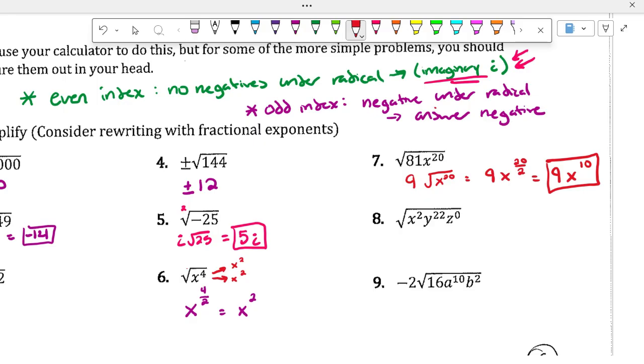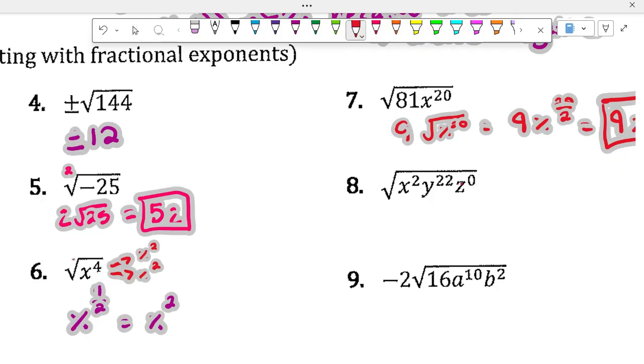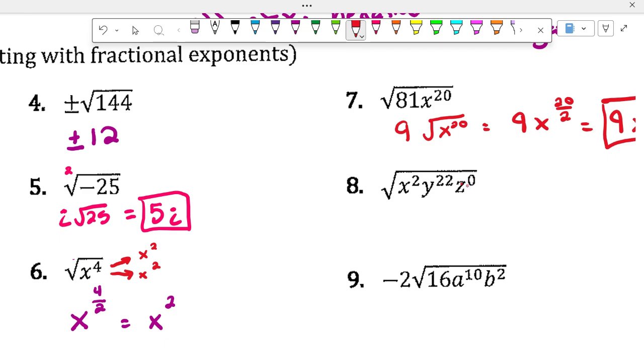Now, number 8. First off, there's something that I don't even have to worry about. What's something that I can just kind of go bye-bye? Z to the 0. Why? It's not 0. It changes to 1. So that goes away.